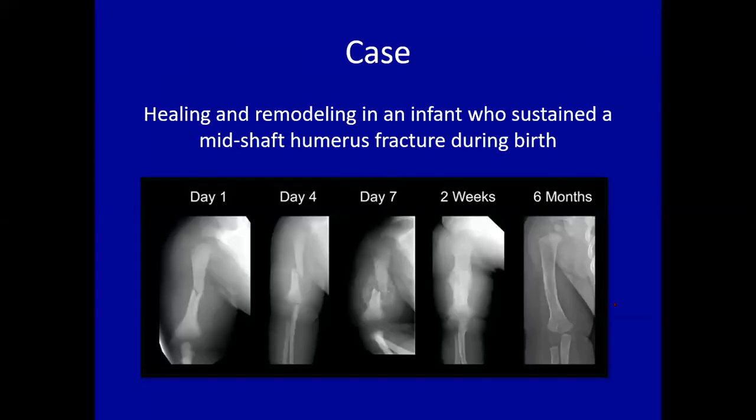So let's think about this. Here's an infant that sustained a humerus fracture during birth. Look at this, day 1 to 6 months, and that humerus is completely fixed, which is really amazing.